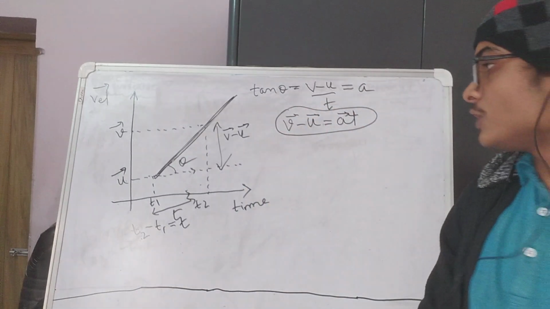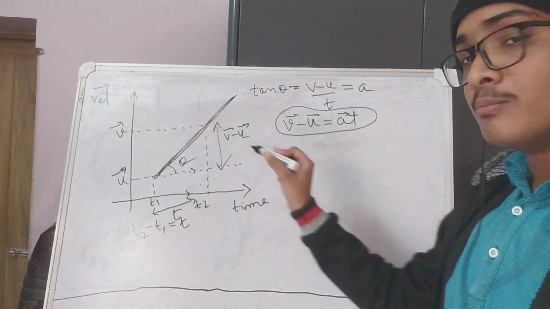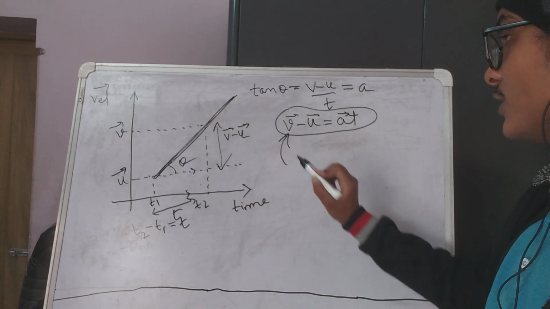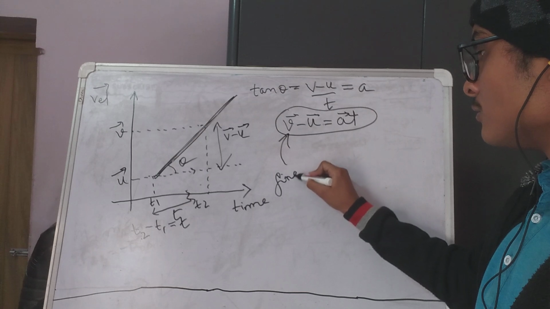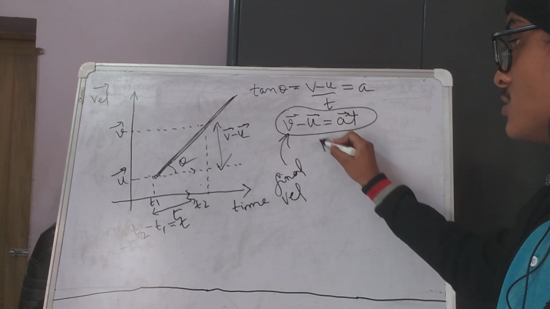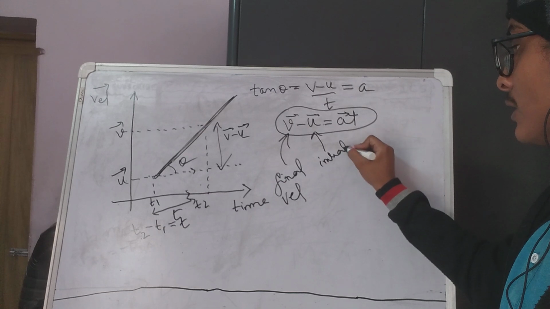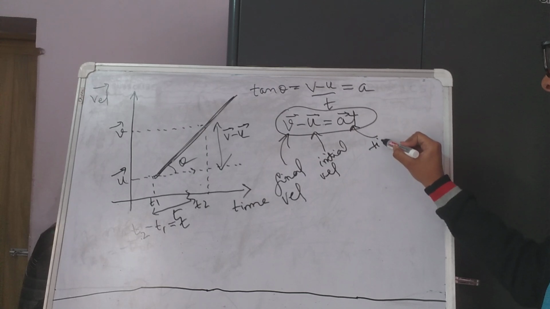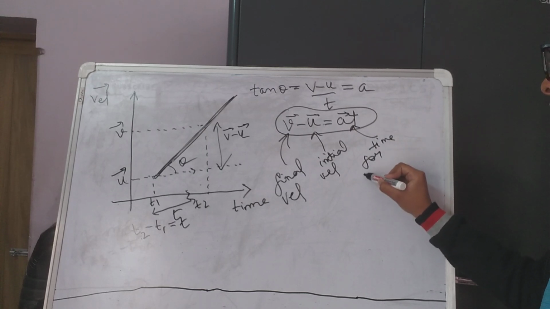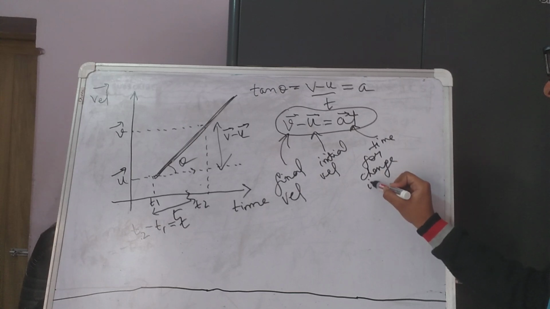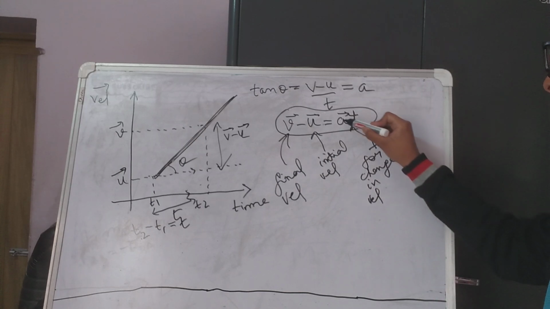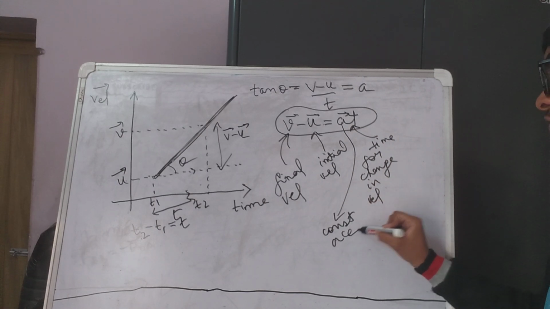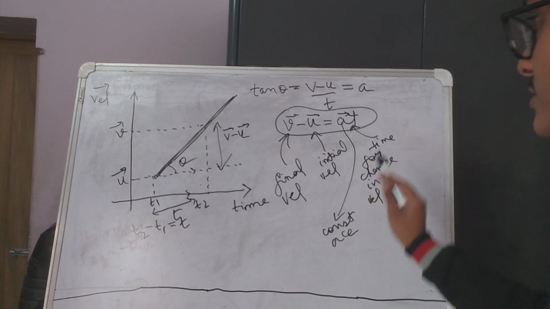This is the first equation of motion for a body moving with a constant acceleration. What is this v? Final velocity. What is this u? It is the initial velocity. What is this t? Time for change in velocity. And what is this a? It is the constant acceleration with which the body is moving.